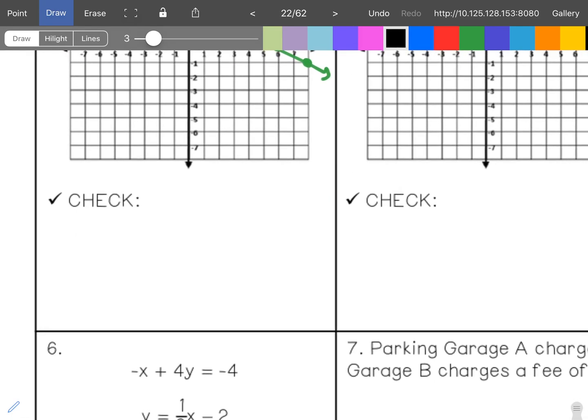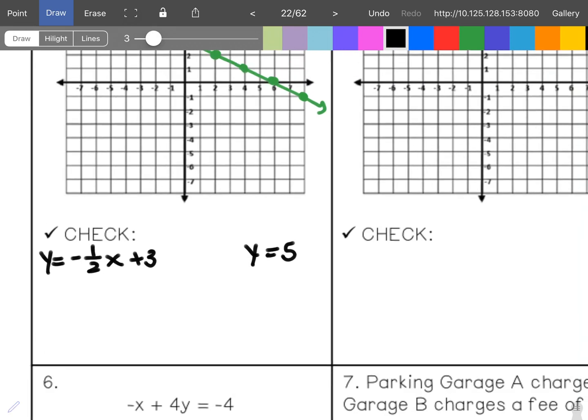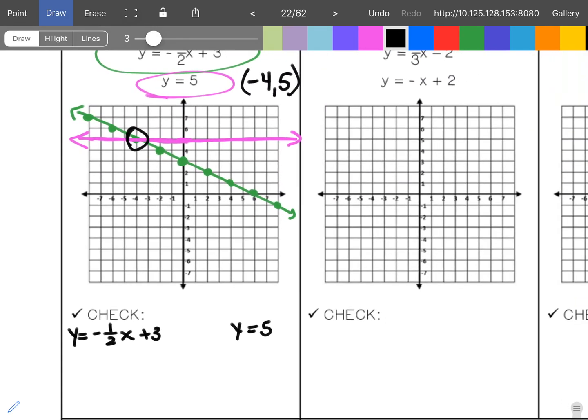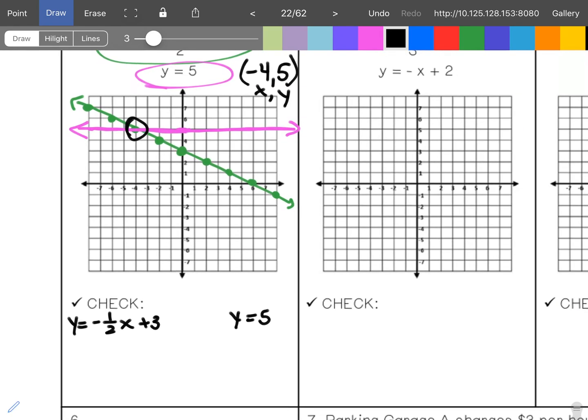So we come down here, we write both of our equations that we had. The first one was y equals -1/2 x plus 3, and the other one was just y equals 5. Okay, so checking the first one, again, if we think that this is the correct ordered pair, that's our x and our y. So y we think is 5, so we just plug it in, -1/2. X we think is -4.